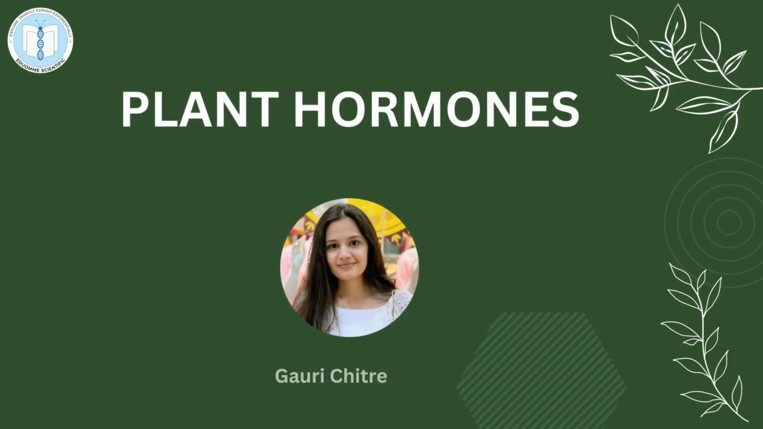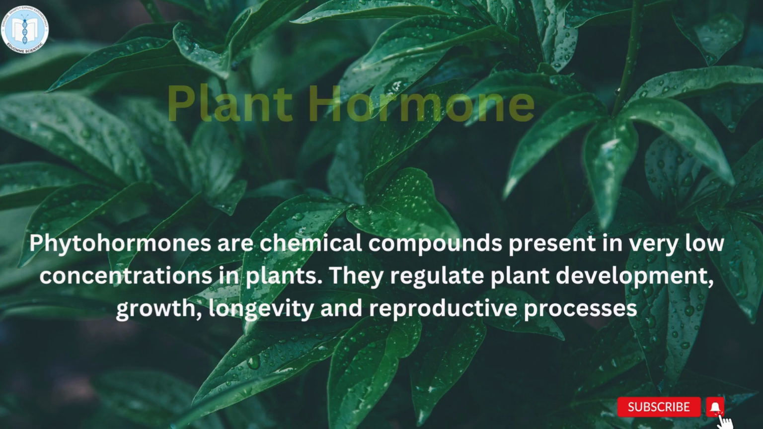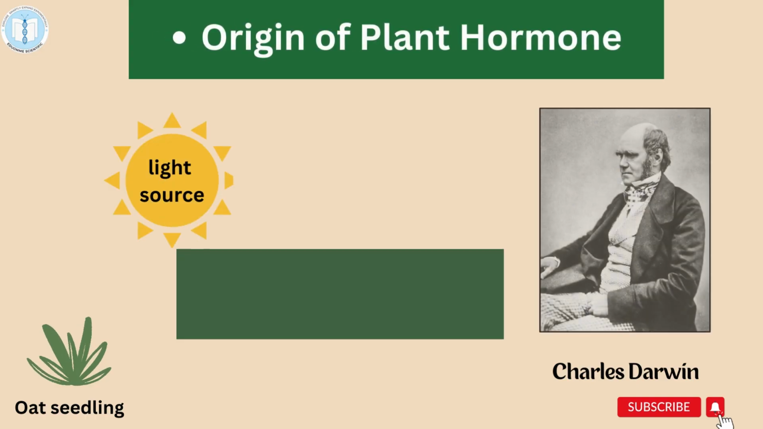In today's session, we will be exploring plant hormones. According to a standard definition, plant hormones are small organic compounds synthesized by specific plant cells or tissues which are active in low concentration and promote or inhibit growth and developmental process.